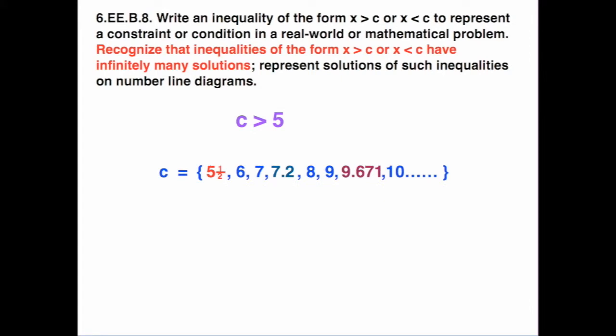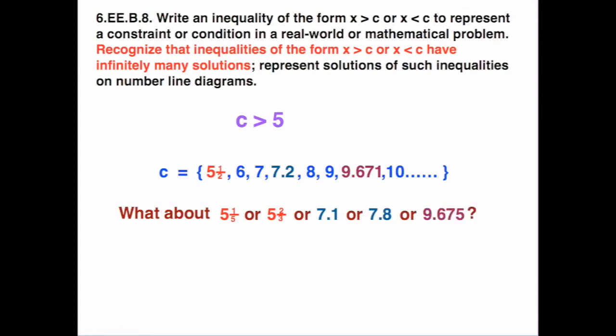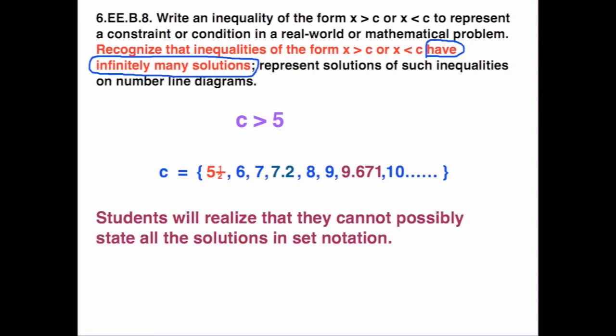So now, realizing that, hey, there's these other solutions, I pop them into my solution set. But wait. Well, what about 5 1/5? Or 5 2/3? Or 7.1? Or 7.8? Or 9.675? At this point, it's starting to look like, hey, there's a whole lot of solutions to this. And one thing that should be apparent is that there's no way that you can state all the solutions in set notation. It would be physically impossible to write down every single possible number that's bigger than 5.